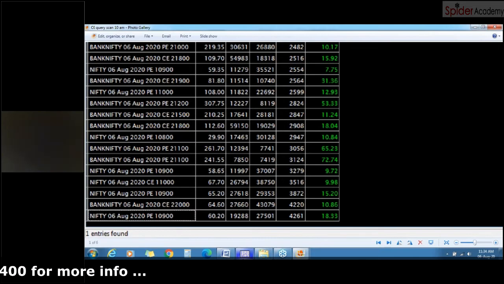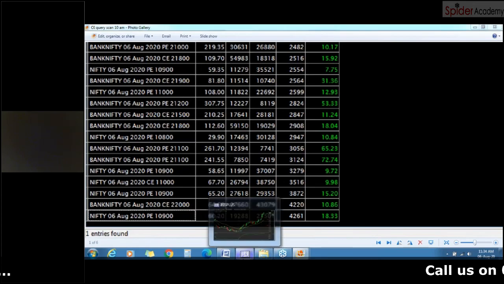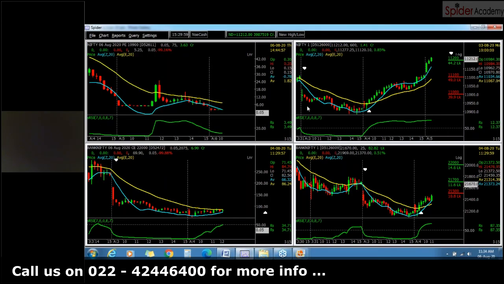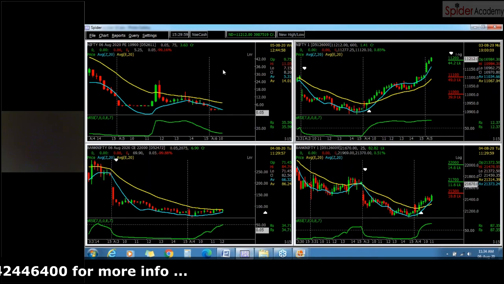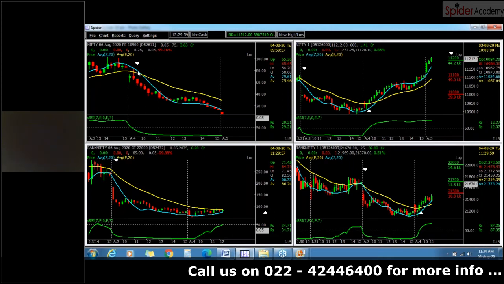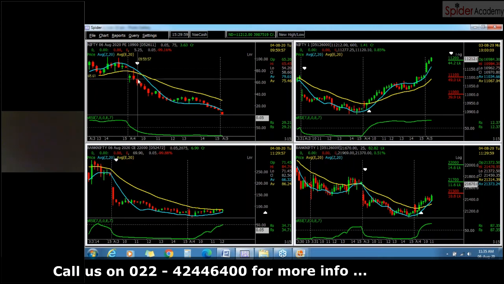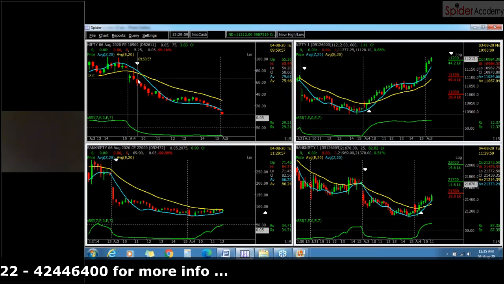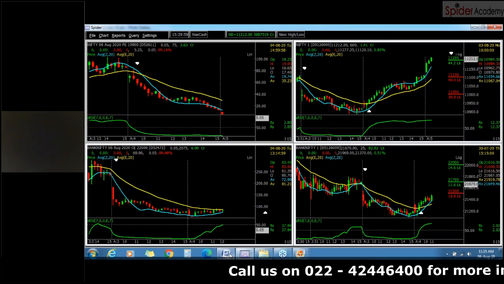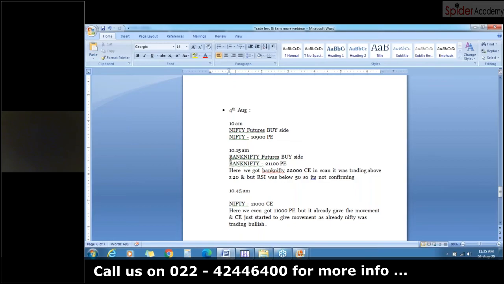After this, we will go to Nifty 10,900 put on the 4th of August. Yes, as we can see over here, we got the confirmation on the short side. The premium was trading below the moving average and RSI below 50, and we can see the momentum. Now we will check Bank Nifty also. Bank Nifty actually got triggered at 10:15 a.m., after 15 minutes.